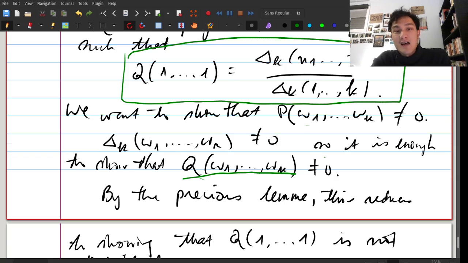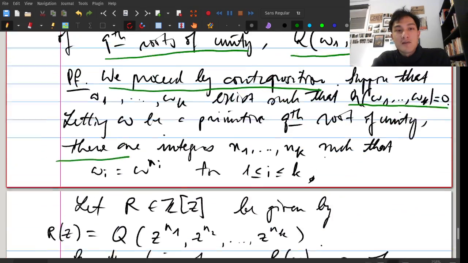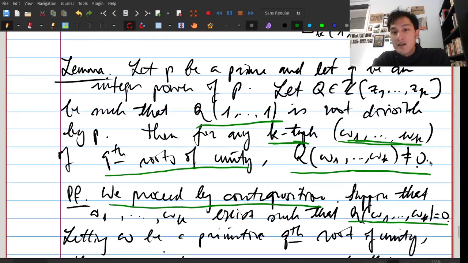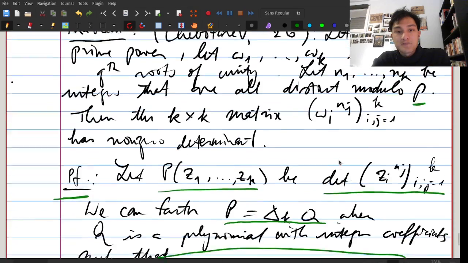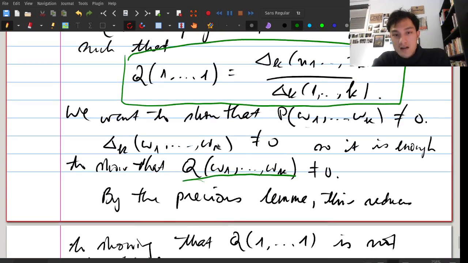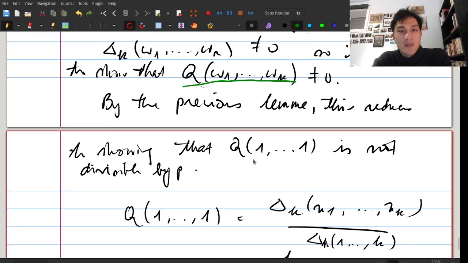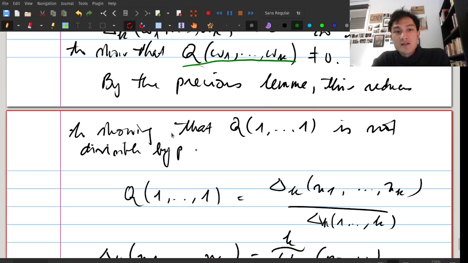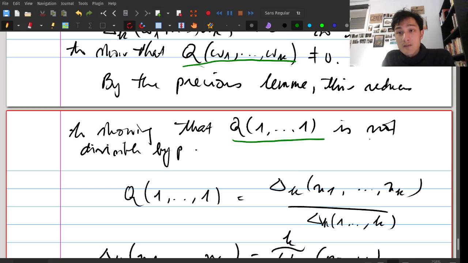Okay, but now we're in exactly the domain of our previous lemma. So this lemma was finding a non-vanishing criterion, right? We want to show that this doesn't vanish on roots of unity. So by the previous lemma, this reduces to showing that Q of all ones is not divisible by P. Okay? So what we know Q of all ones is, it's this fraction.